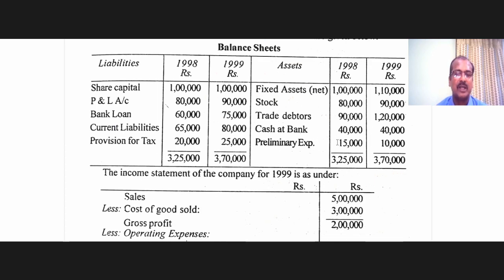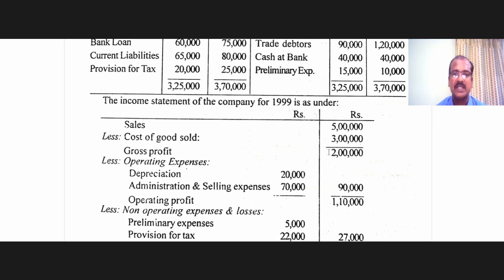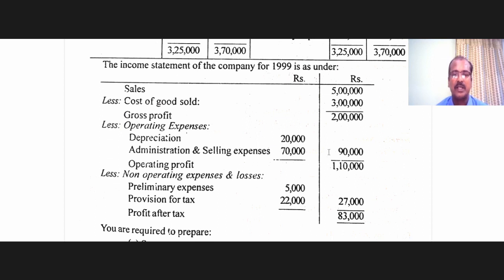Now, you are given the income statement of the company for 1999. That's the current year in this problem. Sales less cost of goods sold, gross profit is given. Operating expenses are given separately: depreciation, administration and selling expenses. Then they have calculated operating profit. Less non-operating expenses and losses, there are two items given, preliminary expenses 5,000, provision for tax 22,000, it comes to 27,000. So profit after tax is 83,000.